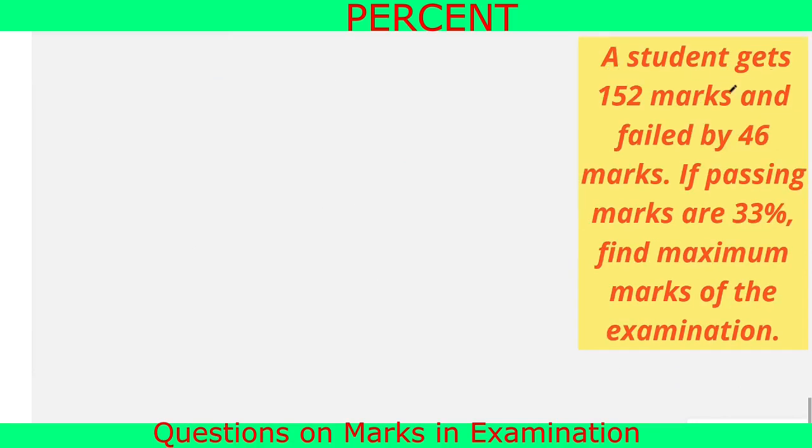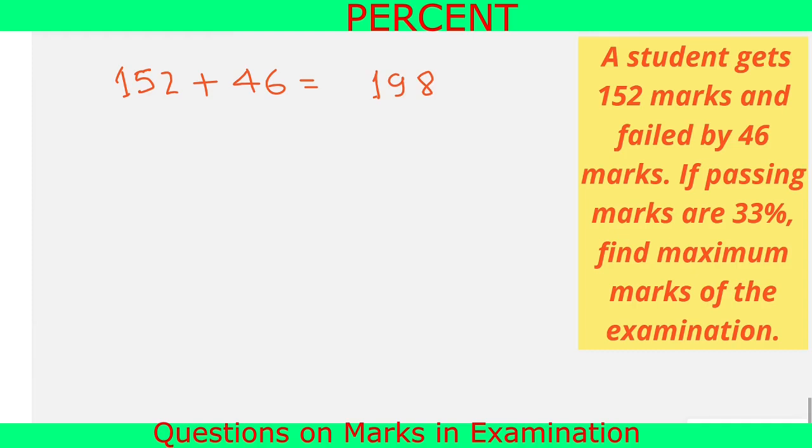A student gets 152 marks and failed by 46 marks. If passing marks are 33%, find maximum marks of the examination. The person gets 152 marks and he fails by 46 marks. So if we add these two, we will get the passing marks. 152 plus 46 is 198 marks.